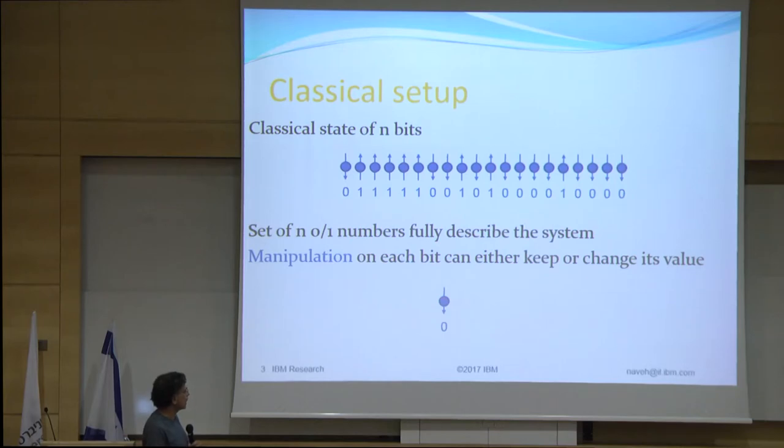So if this was a one bit, I can manipulate it to be a zero bit, and I also can manipulate three bits together. So if the leftmost bits are zero and one, and I apply a manipulation which I call an AND gate, then the rightmost bit became zero.